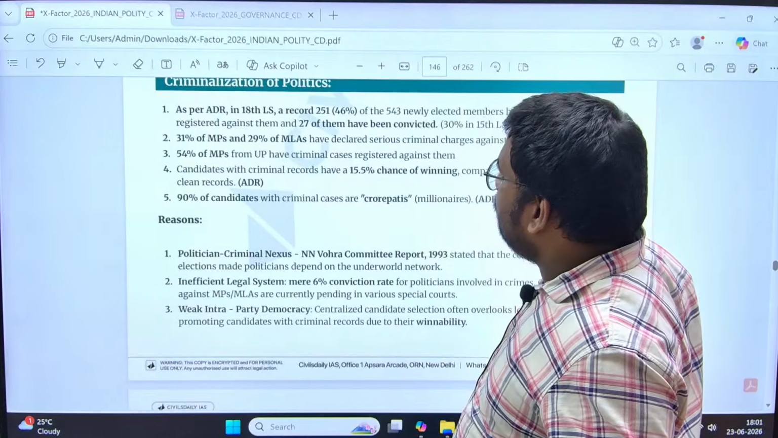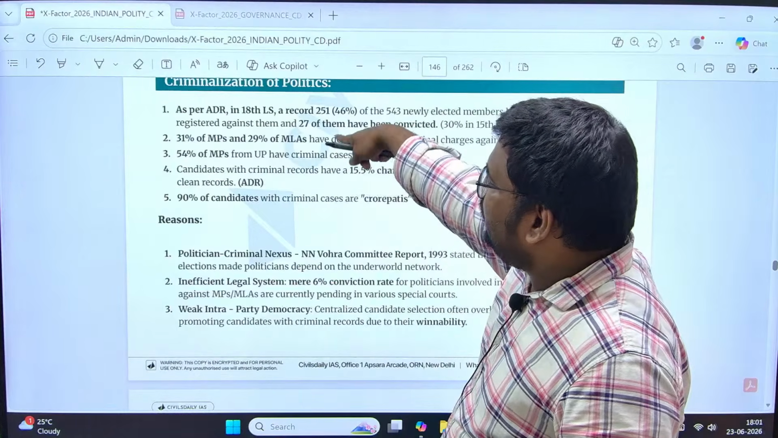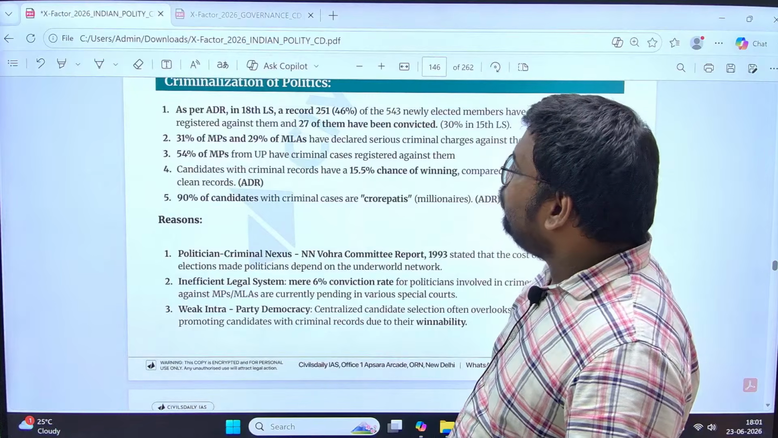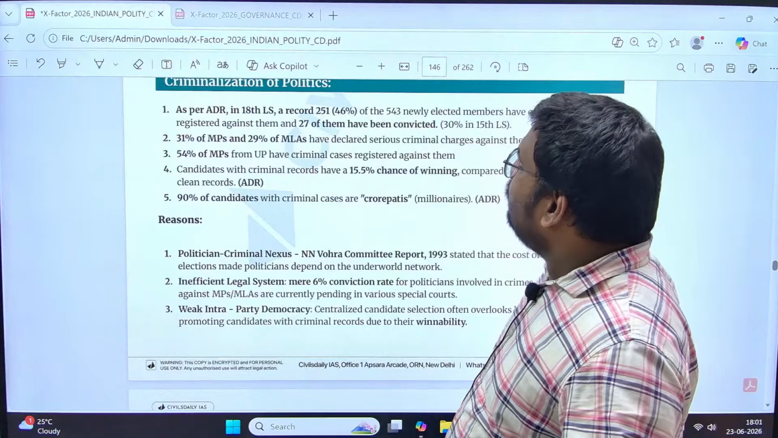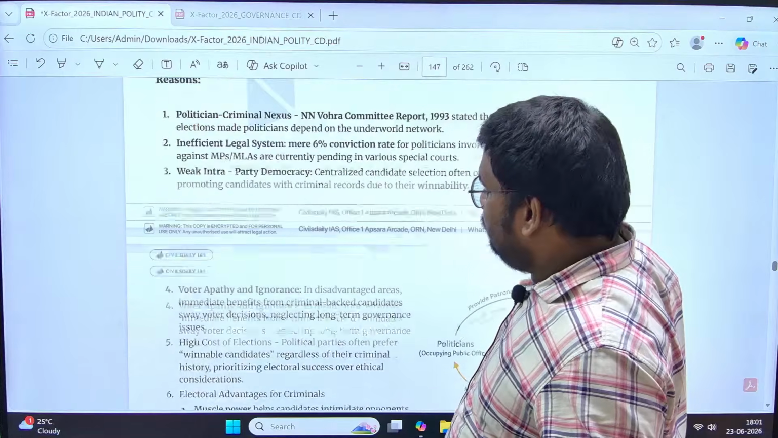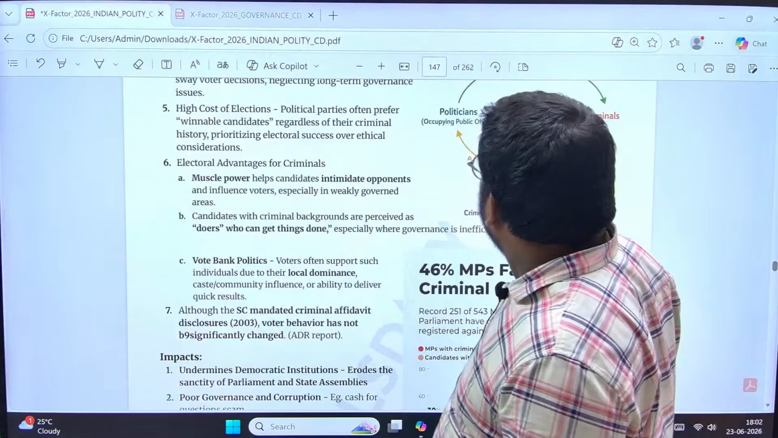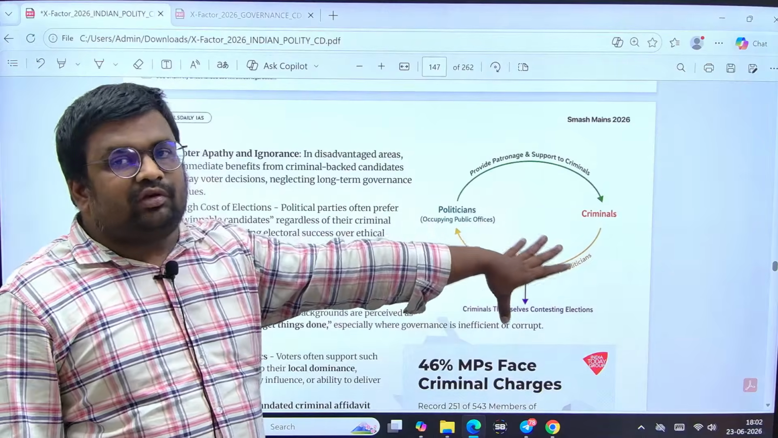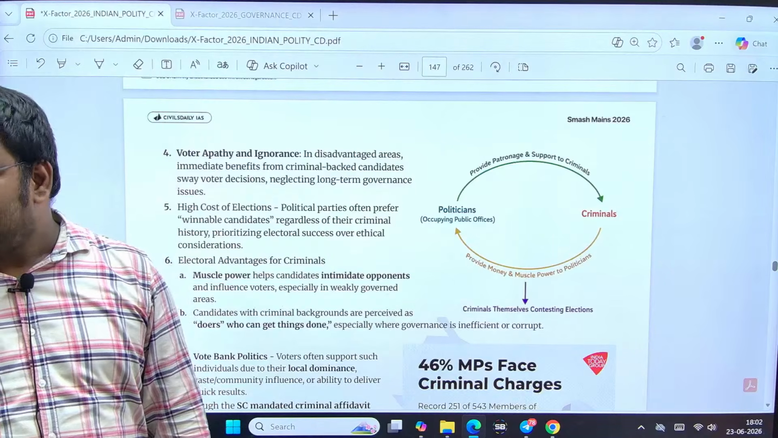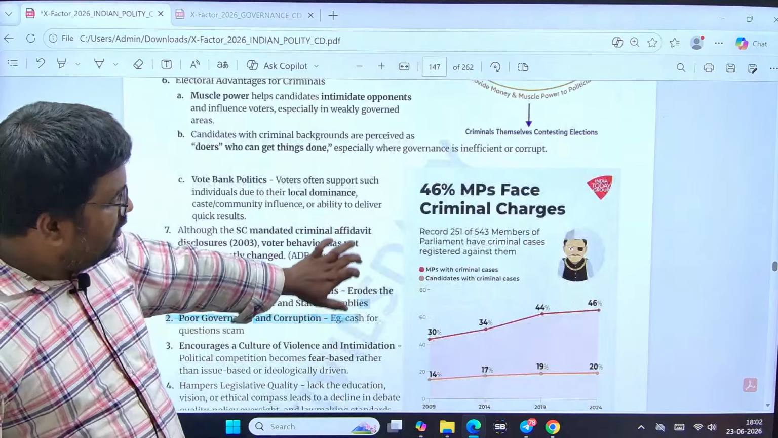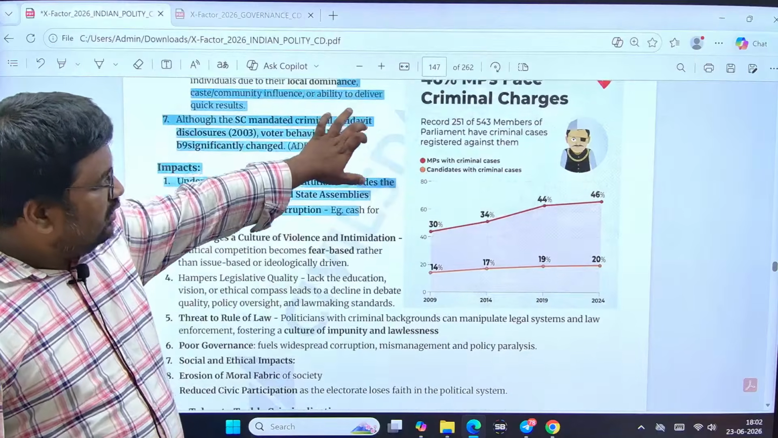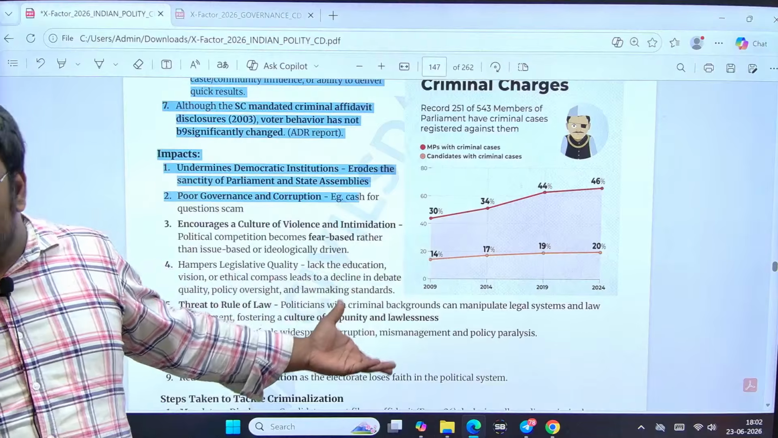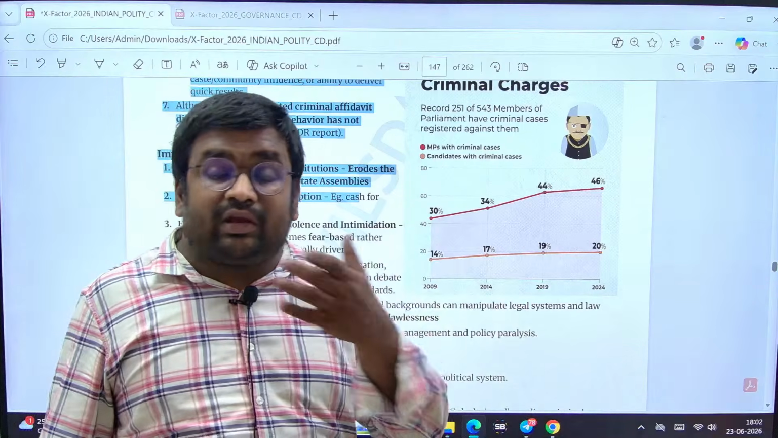Similarly, criminalization of politics: all the specific data points are here. So if any question on criminalization of politics comes, you have the 5 specific data points. Then you have the diagram, which again is going to bring innovation into your answer. Okay, you have the graph, 2009 to 2024. What else do you need to write a very good answer?